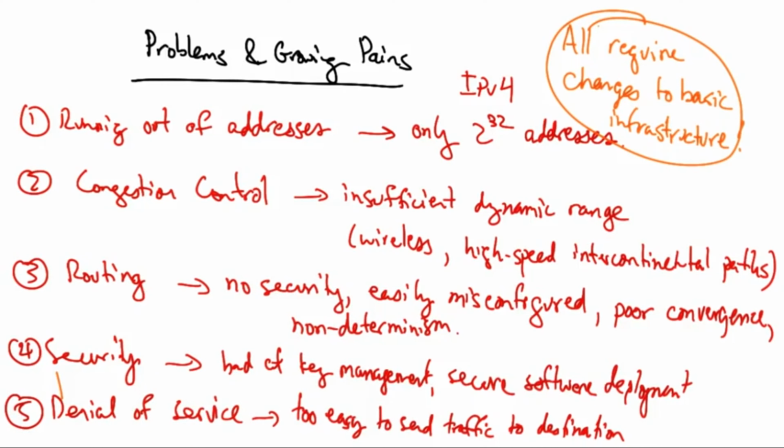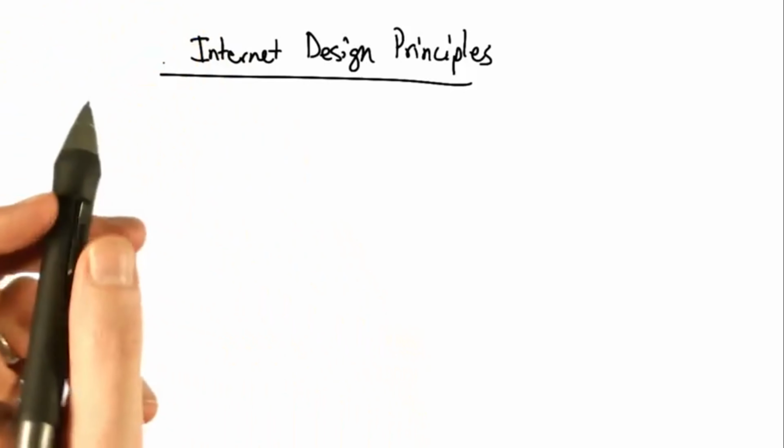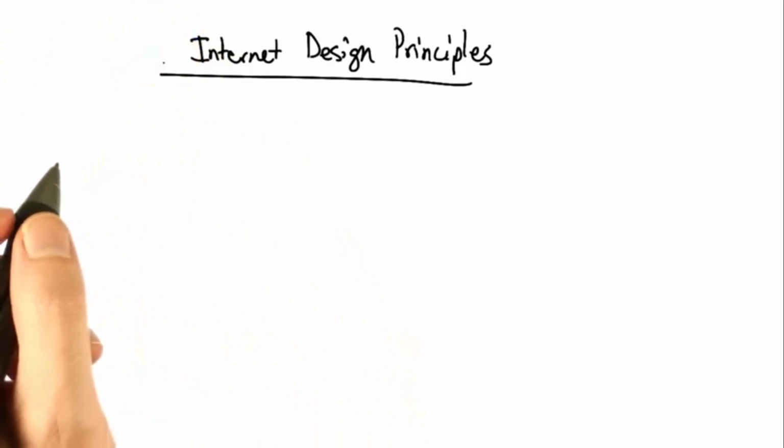In later parts of the course, we'll learn about a new technology called software-defined networking, or SDN, that makes it easier to solve some of these problems by rolling out new software technologies, protocols, and other systems to help manage some of these issues. In this lecture, we will talk about the Internet's original design principles.